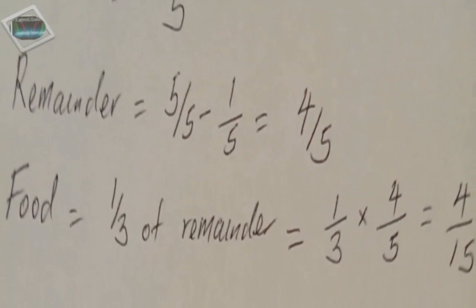Okay? And then it says it spent 1/3 of the remainder on food. When you see the words "of the," it means to multiply. Okay, 1/3 of something, this is the same as saying 4/5 divided by 3. You would take the reciprocal of 3 and multiply. So we're just going to get 4 over 15.